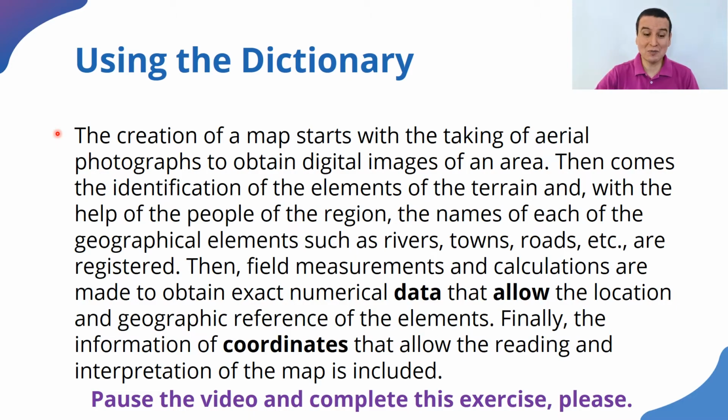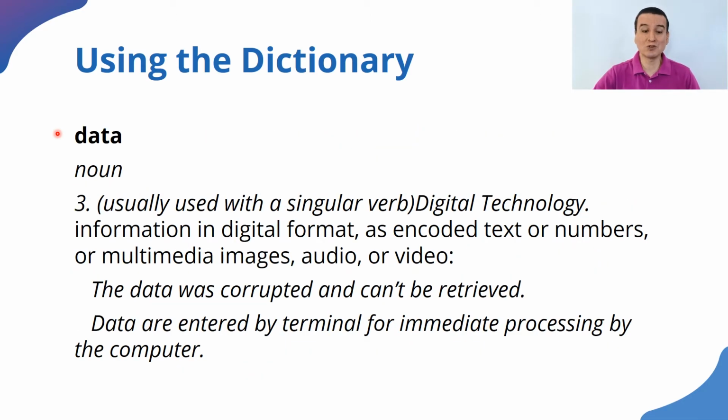All right. So I hope that you did complete the activity. And here are the answers that I found that may be similar to the ones that you found in your dictionary. All right? Data as a noun, and of all the possible definitions that I found in my dictionary, definition number 3 says usually used with a singular verb and about digital technology. It is information in digital format, so that is data, as encoded text or numbers, or multimedia images, audio, or video, and you have some examples there.